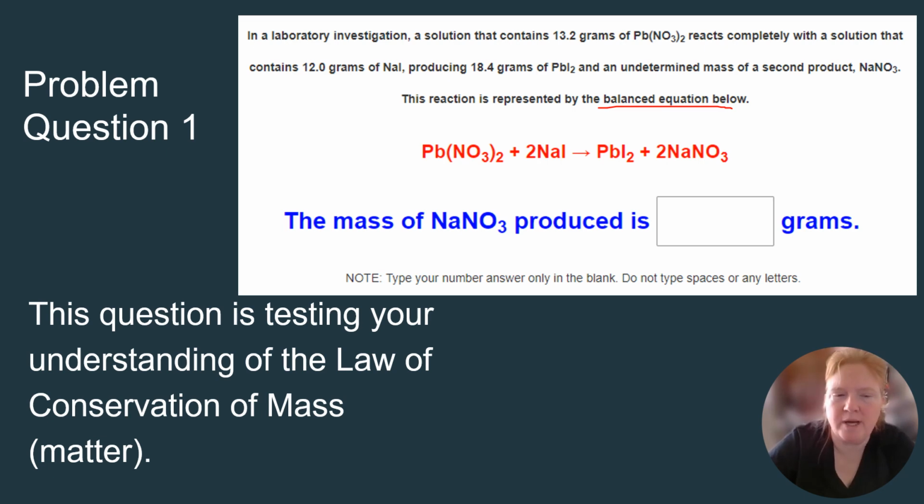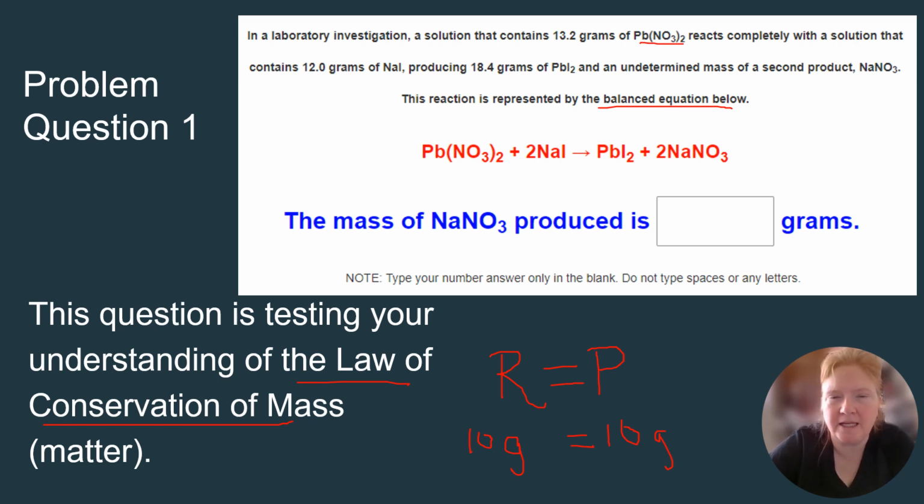So this question is testing your understanding of the law of conservation of mass. What does that mean? That the mass of the reactants must equal the mass of the products. So if the mass of the reactants is 10 grams in total, the mass of the products must also be 10 grams in total. So let's see what we have.